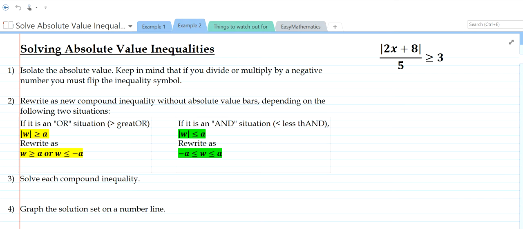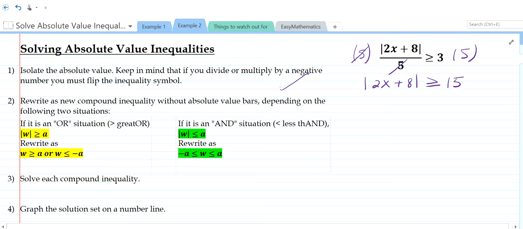So the second example, we're still going to do step 1, which is isolate the absolute value. It's not isolated. There's a division by 5, so we have to get rid of that. So we multiply both sides by 5. Here the 5's cancel. So we get absolute value of 2x plus 8 is greater than or equal to 15. You should always pay attention: did we multiply by a negative number? No, we didn't. So we don't have to worry about flipping the greater than or equal sign. So we're done with step 1.